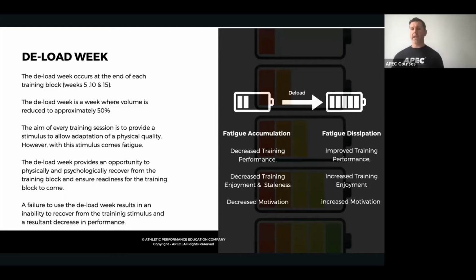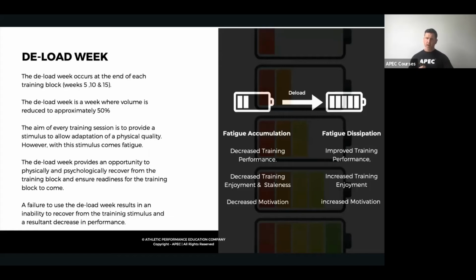So fatigue accumulation, looking at decreased training performance, decreased training enjoyment and staleness, and decreased motivation. And I'm sure we've all felt these things. I know I've felt them plenty of times, where I'm just not motivated to train. And that is as a result of fatigue accumulation.